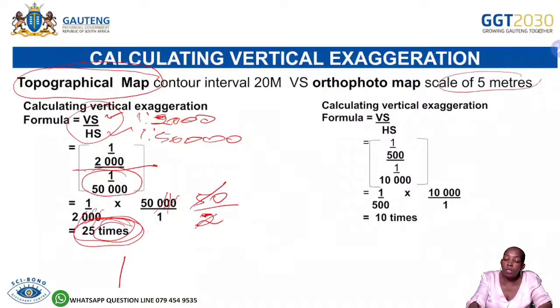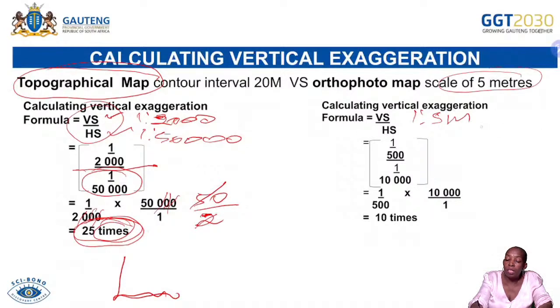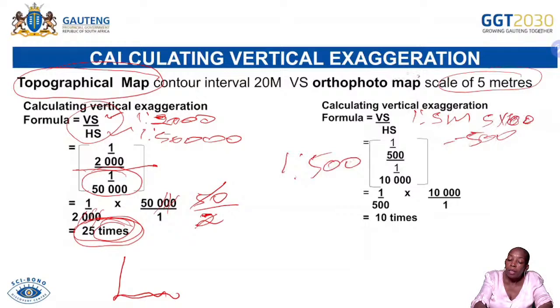Then if maybe you are using the orthophoto map and the vertical scale there is 1:5 meters. So we're going to say this 5 times 100. Remember, we are converting the meters to centimeters. So this will give us 500. So our vertical scale will be 1:500. And then remember, it is from the orthophoto map. And then our horizontal scale is 1:10,000.